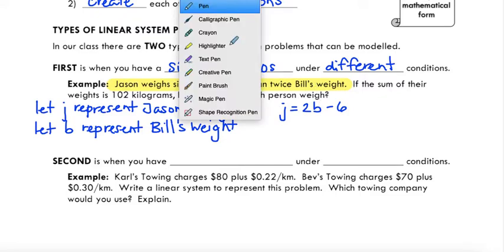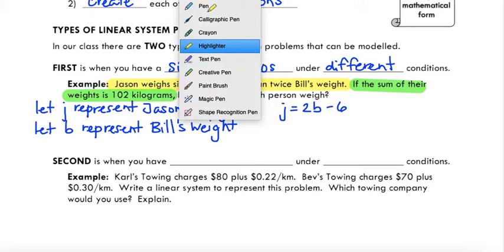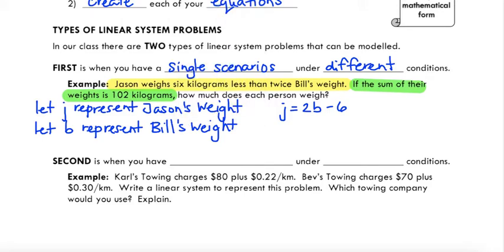Now I'm going to come up with an equation for the second sentence. The sum of their weights is 102 kilograms, so that's the next equation that I need to come up with. I know that the sum is addition. So Jason plus Bill will equal 102 kilograms. So J plus B is equal to 102 kilograms. Those are the two equations that I'm going to use for this problem.